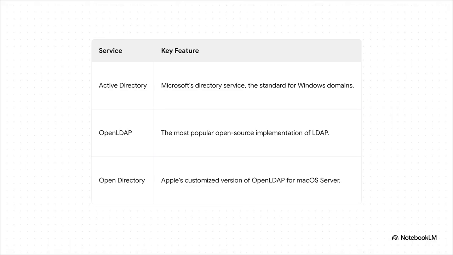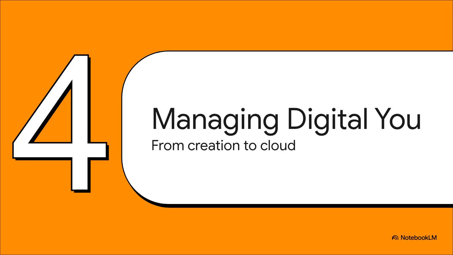And you've probably heard of some of these before. The absolute giant in the corporate world is Microsoft's Active Directory, but you've also got popular open source options like OpenLDAP. Even Apple has its own version for macOS environments called Open Directory. At the end of the day, they all do the same fundamental job, keeping the network's address book organized and up to date.